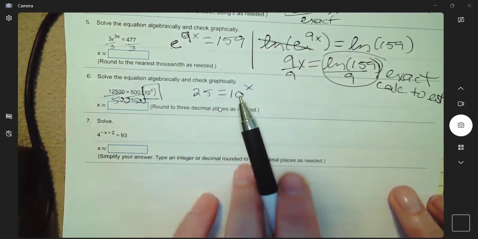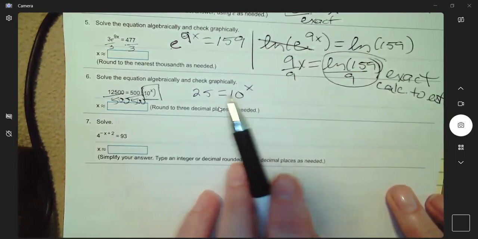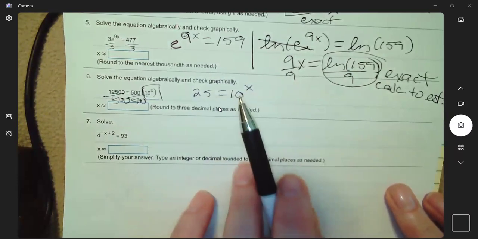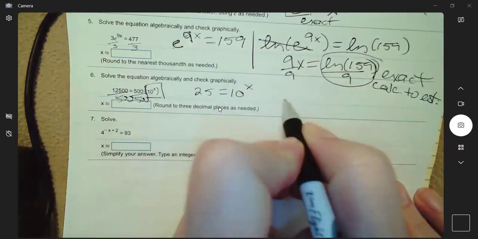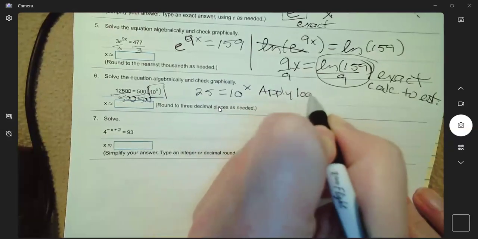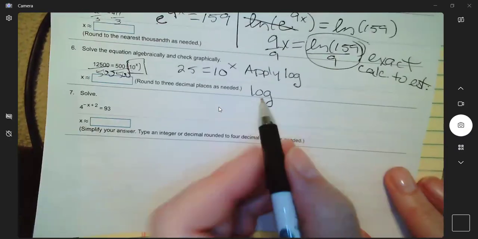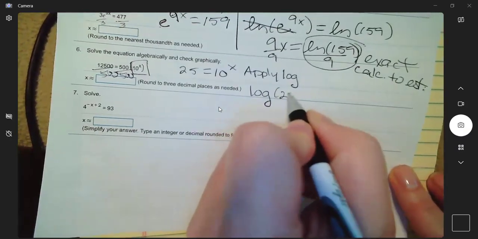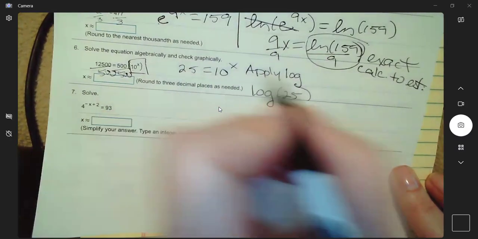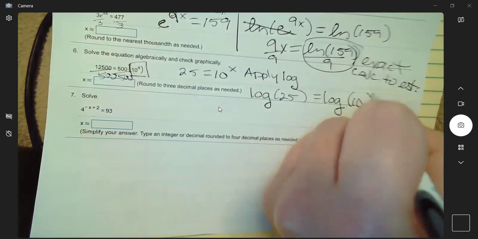Okay, so now I have just 10 to the x. I would like to basically get rid of the 10 somehow and keep the x, so I'm going to apply a logarithm to both sides. This time, because I'm working in base 10, I'm going to use the log on both sides. So I'm going to do common log, which is base 10 logarithm of 25. Just write it in front of whatever you're doing it to. It would be the common log of 10 to the x.